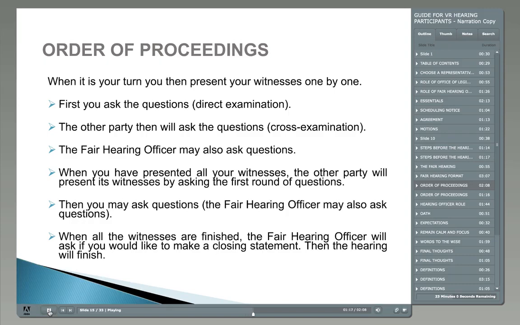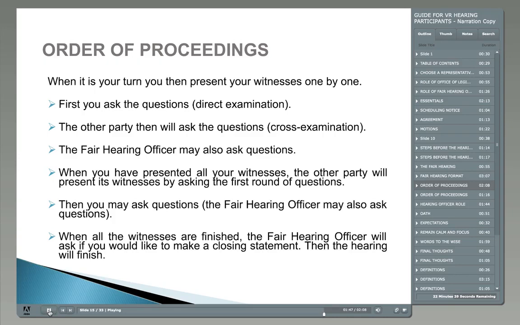When all witnesses are finished, the fair hearing officer will ask each side if they'd like to make a closing statement. What's a closing statement? It's a summary of what you think you've proven in that case. Pretty simple. Opening statement, brief summary of what you hope to prove. Closing statement, a brief summary of what you think you've proven. A lot of people sort of pre-write their closing statement in terms of the basics. Here's what we hoped we would have proven by the end of the day.